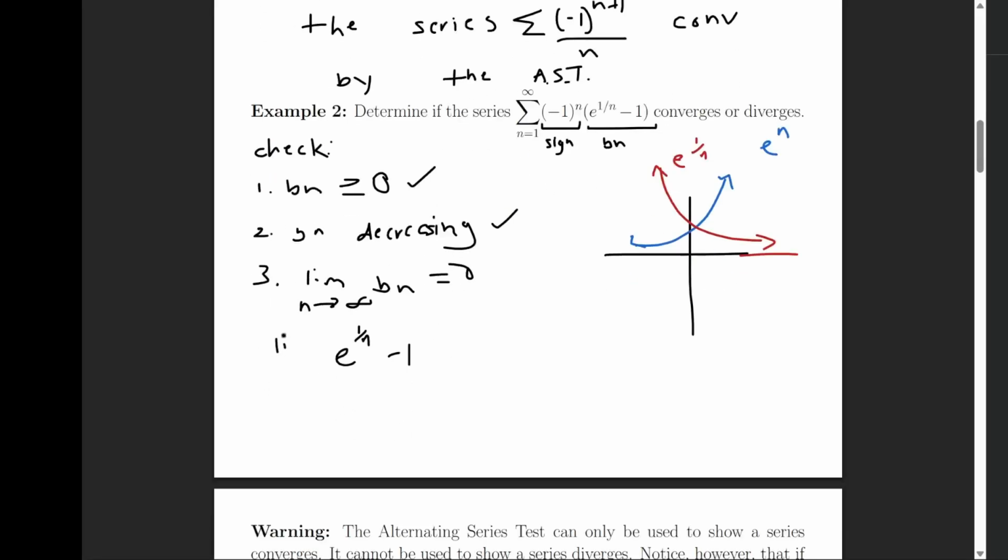Let me write this down, don't forget this. If we substitute the n with infinity, that's going to be e to the 0 minus 1, and e to the power 0 is 1, so yes, that equals 0. Check. So we know we can write the series.